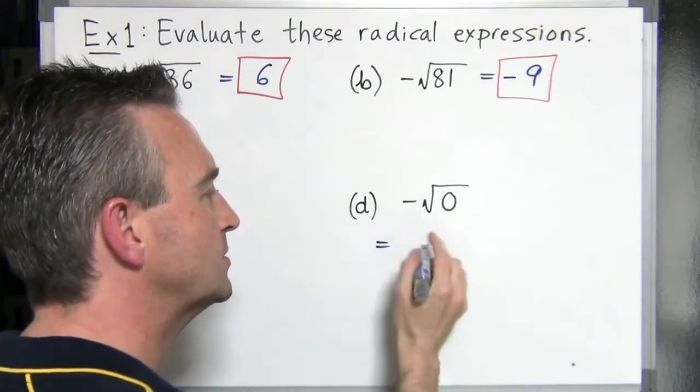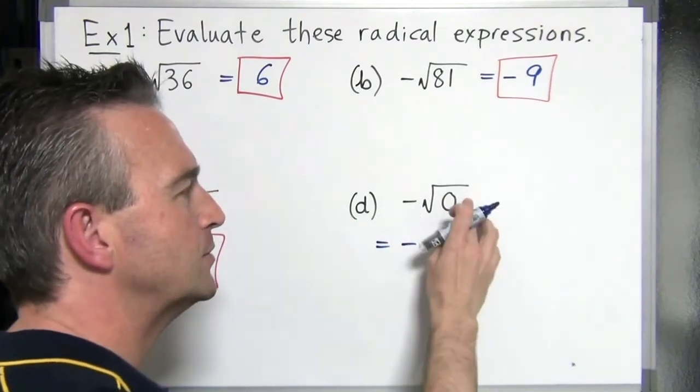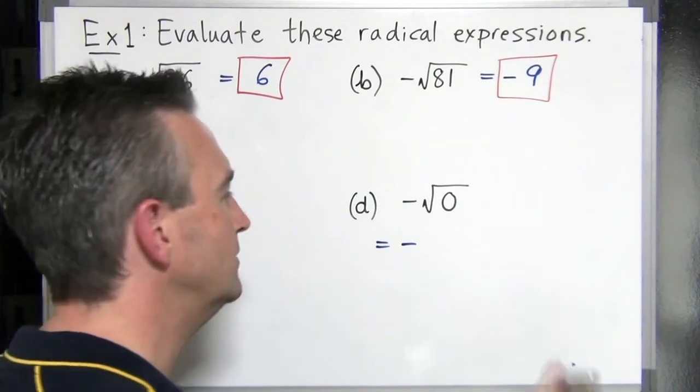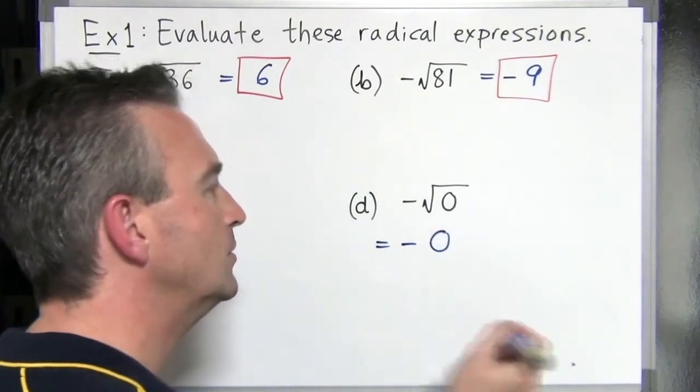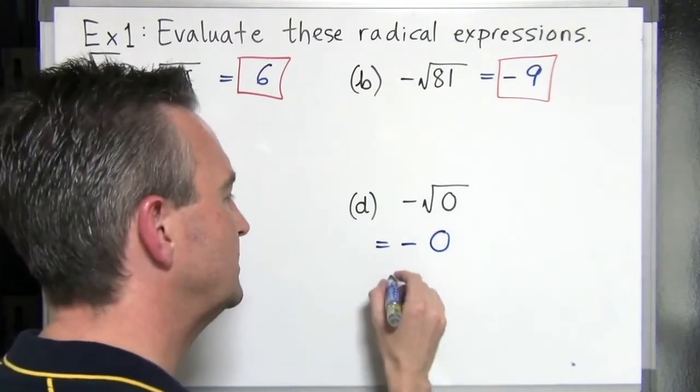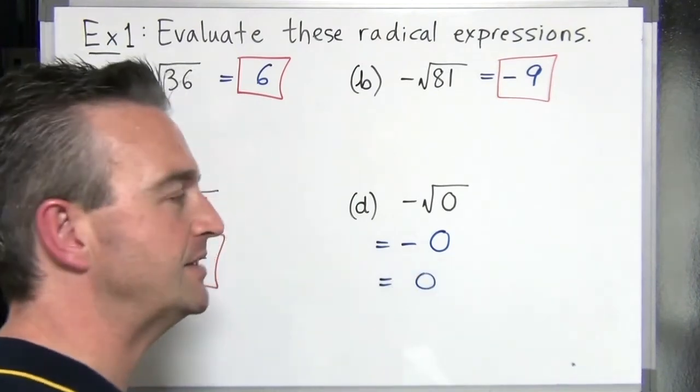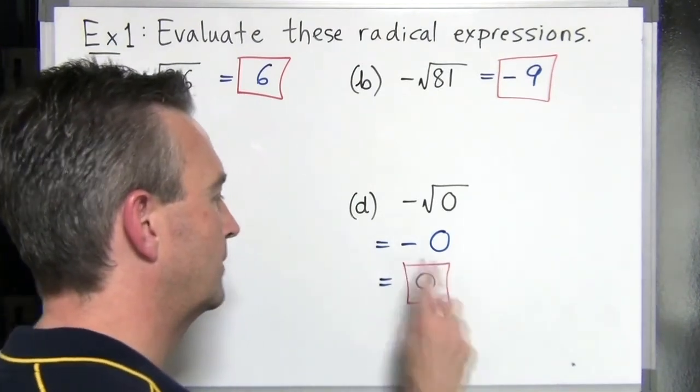Once again, the minus just copies down, and radical 0, what times itself equals 0? The answer is just 0, but 0 doesn't have a sign. 0 is neither positive or negative, so the answer here is just 0.